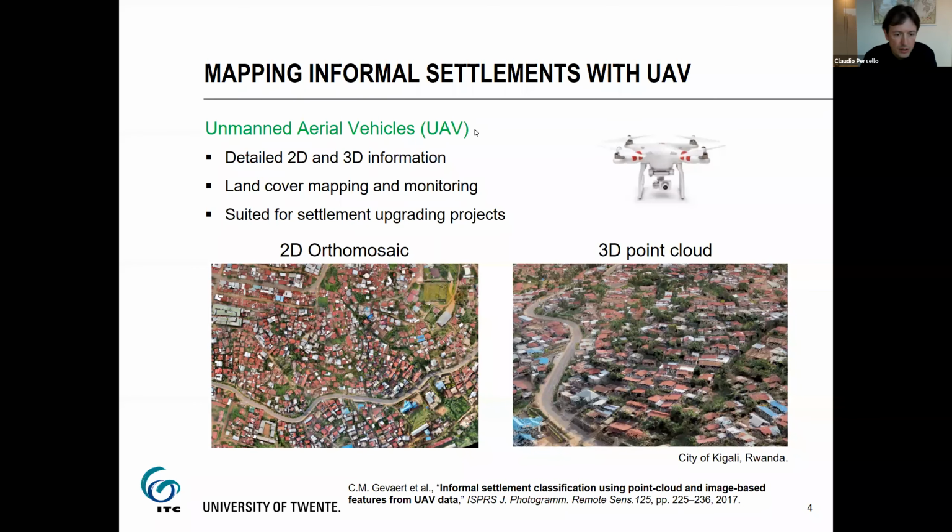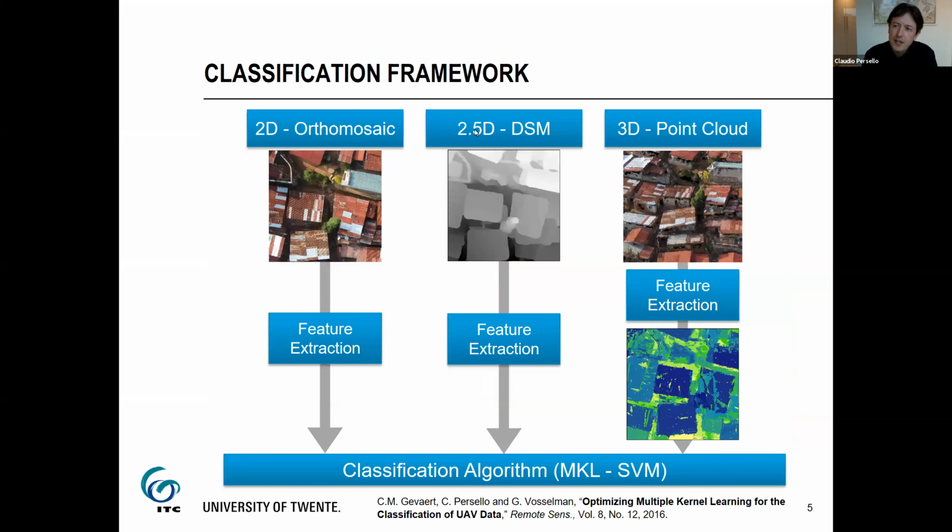And here in this slide you see two images, one image and one point cloud, acquired in the city of Kigali. What we have done is investigate different classification schemes that are able to take advantage of the characteristics of UAV data, which provides information in the form of two-dimensional images, but also, as I said before, in the form of a digital surface model and three-dimensional point clouds.